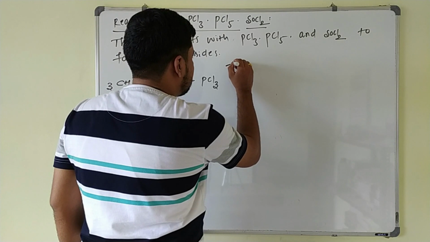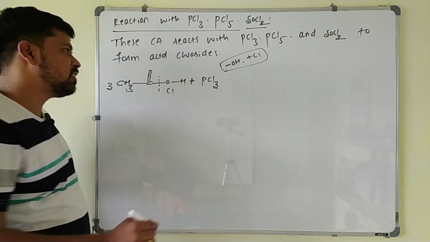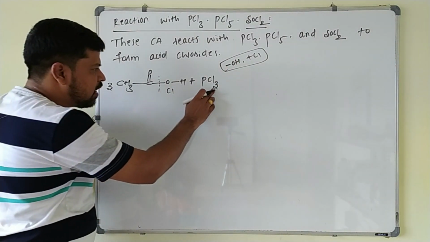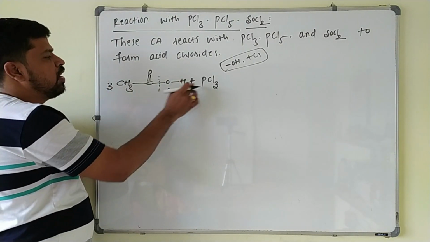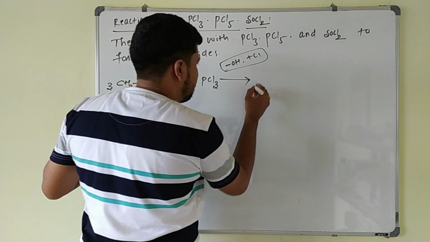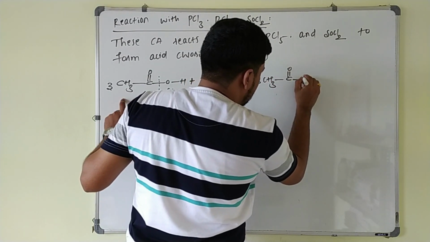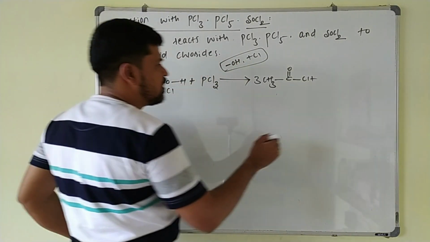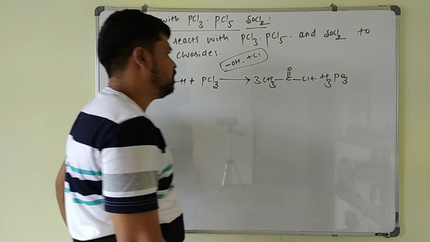The role of PCl3 is what here? It removes OH minus and adds Cl. So here 3 Cl are there. You have to add 3 chlorine, so in order to add 3 chlorine, you must remove 3 OH. That's why you have to take 3 moles here. So what will be your answer now? You will get 3 moles of CH3 C double bond OCl plus here 3 OH and 1 phosphorus, that will be H3PO3 here.